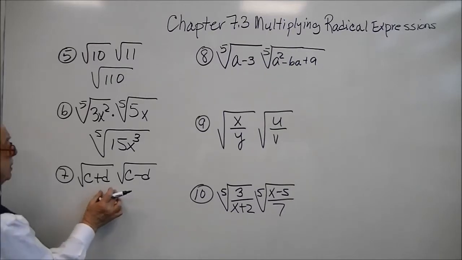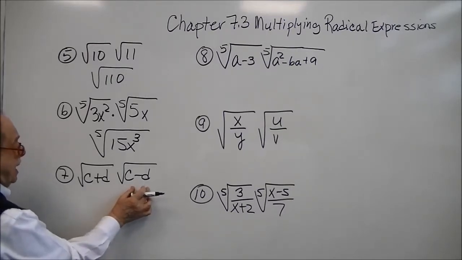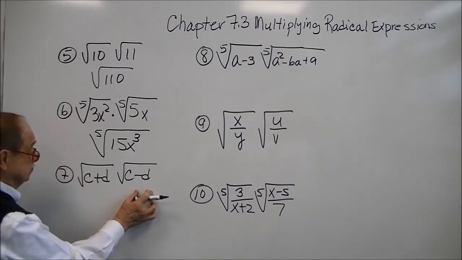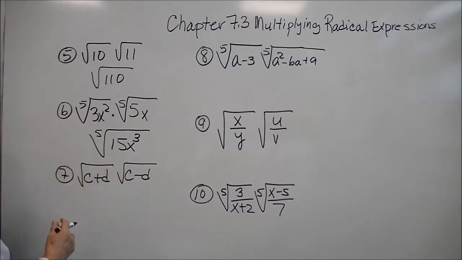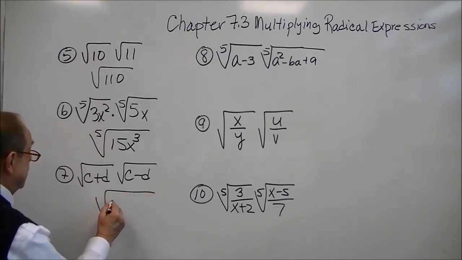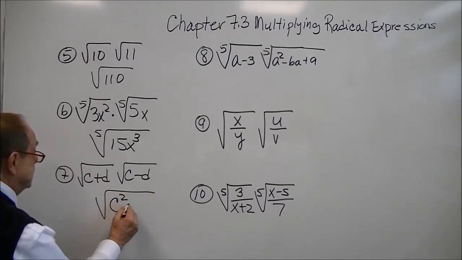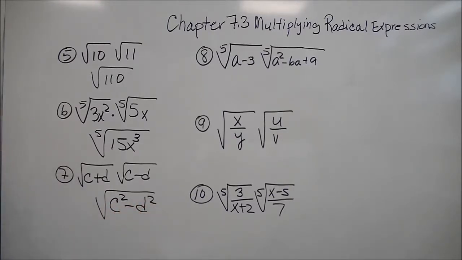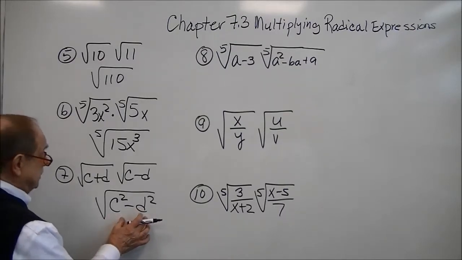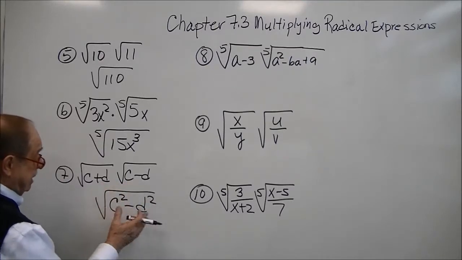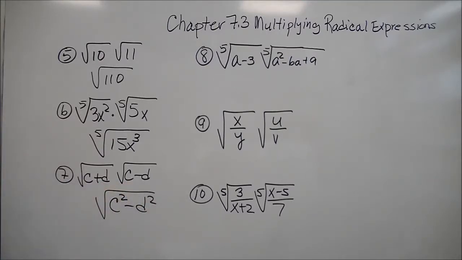Now notice when you multiply these radicands, they are conjugates. You remember that from earlier sections. So this will be the square root of c squared minus d squared. And if you factored that, you would get this, and you can't simplify that anymore.